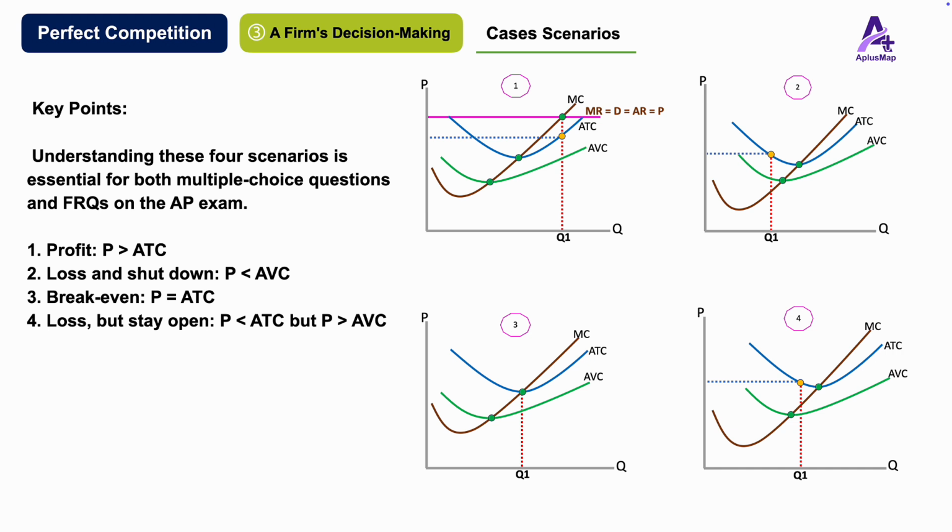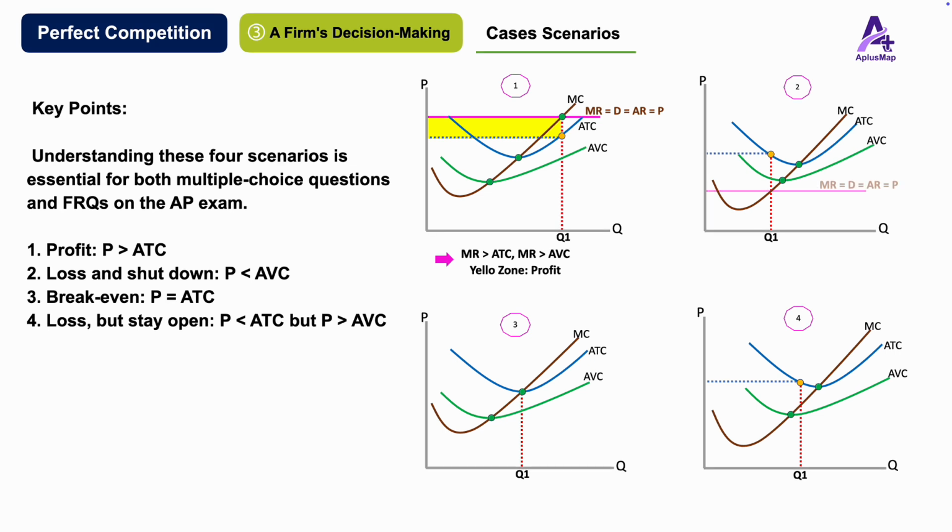If the price is greater than ATC at the profit maximizing quantity, the firm's covering all its costs and has money left over. That difference, that rectangle between the price and the ATC curve, is economic profit. So price is greater than ATC. That means profit. Keep producing, obviously. Absolutely. They're making money above and beyond just covering costs. Definitely stay open.